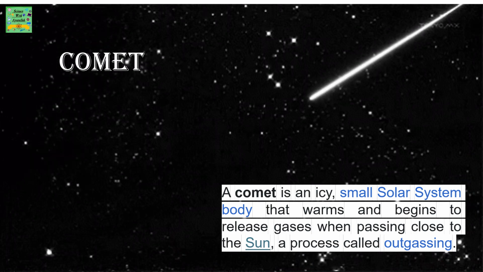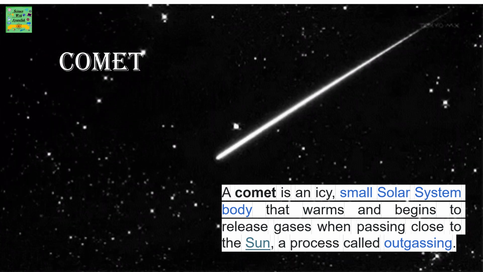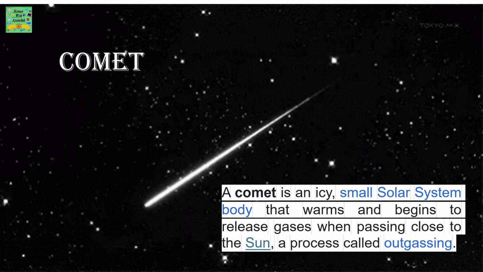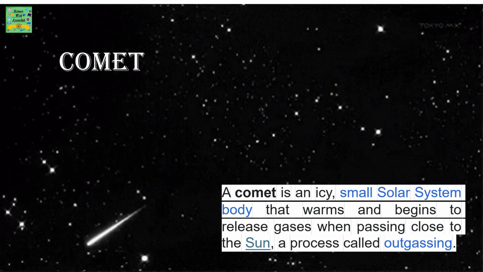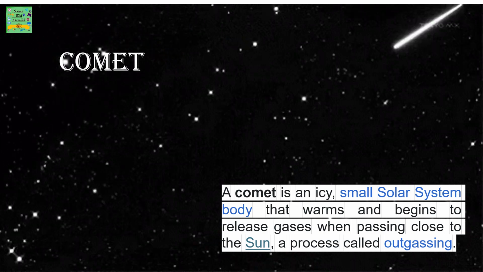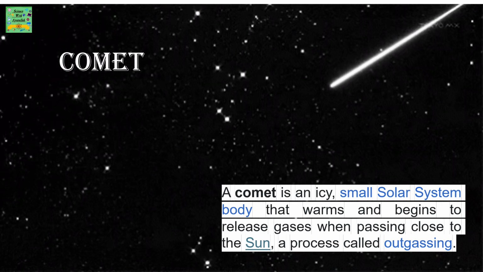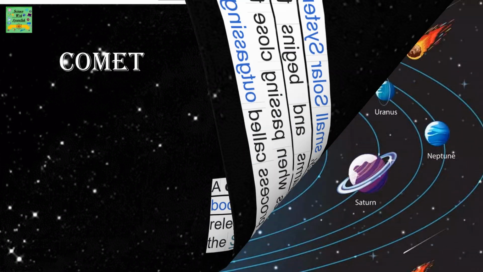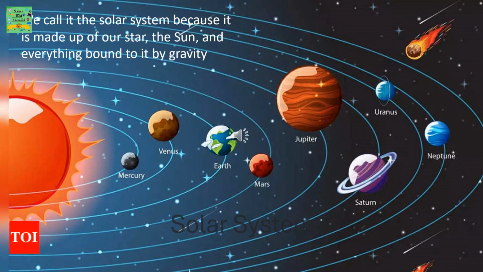Comet. A comet is an icy, small solar system body that warms and begins to release gases when passing close to the Sun, a process called outgassing. Solar system. We call it the solar system because it is made up of our star, the Sun, and everything bound to it by gravity.